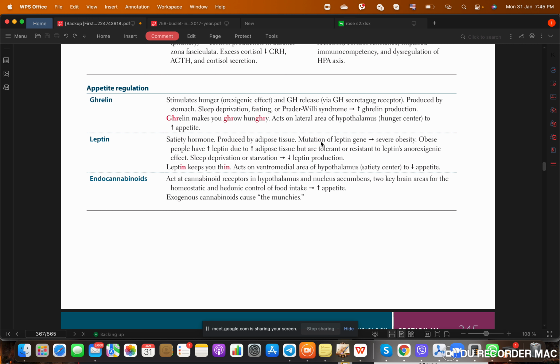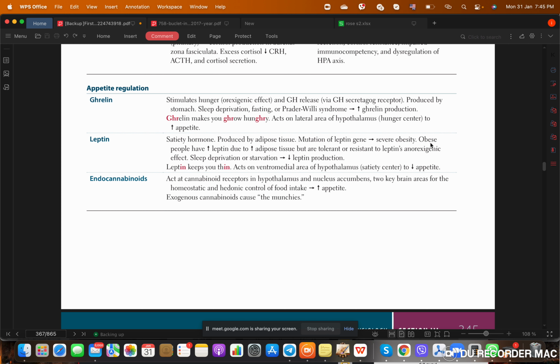Multifactorial. Yes, multifactorial. So multifactorial is basically the exact same thing as polygenic, and these patients have the genetic predisposition for it, but they also have the environmental cause. So, hereditary plus environmental cause.